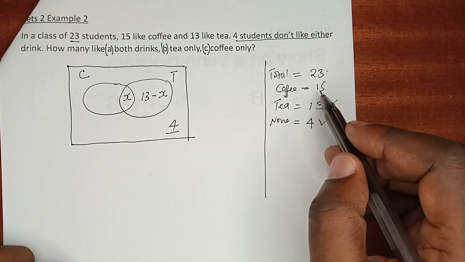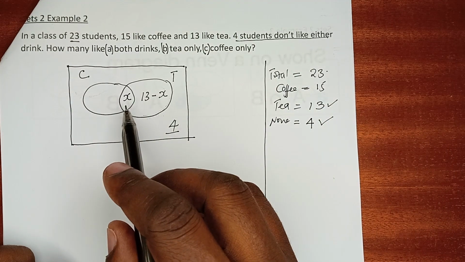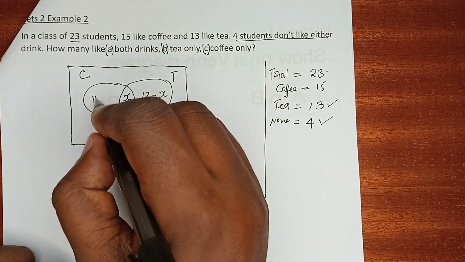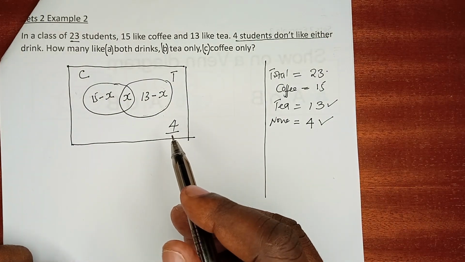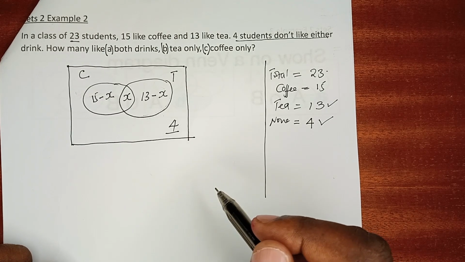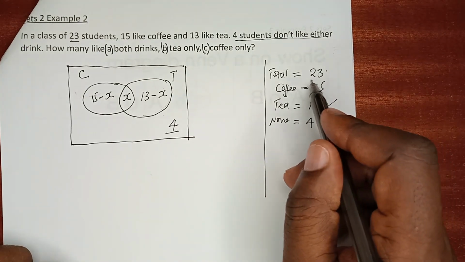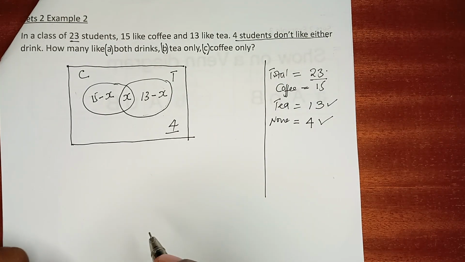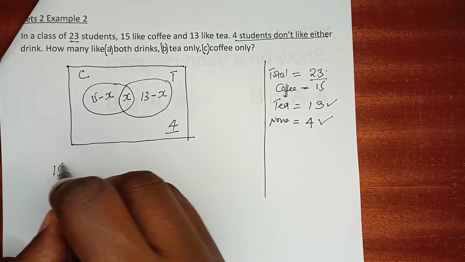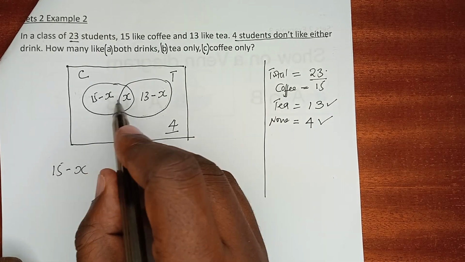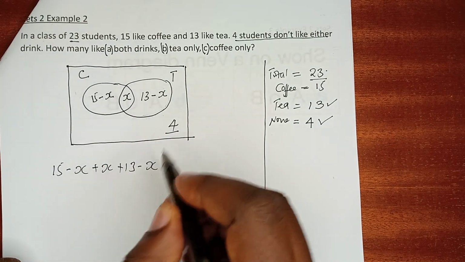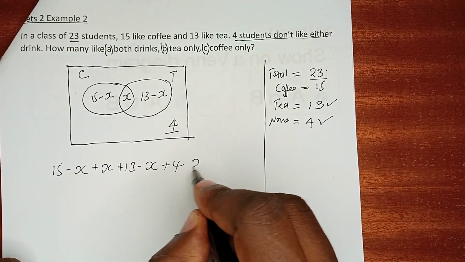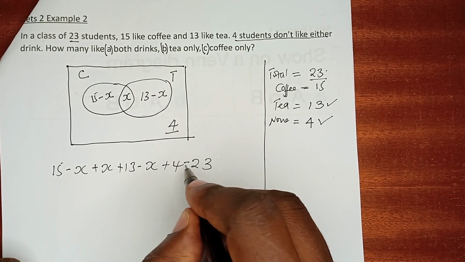And on the side of coffee, we have 15 who like coffee. Already we have X, so outside here, we have 15 less X. And we have 4 who like nothing. So basically, what we need to understand is that when we add all these people, we should get a total of 23 students. And let us do it. We have 15 minus X plus X, this X, plus 13 minus X plus 4, we should actually be having 23.